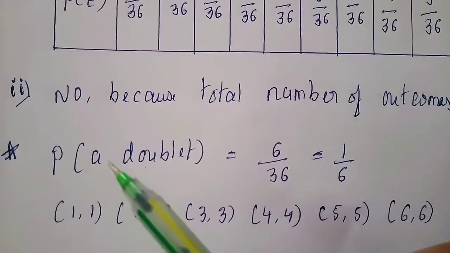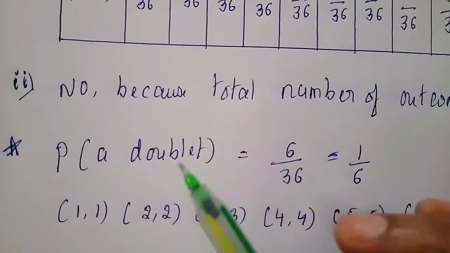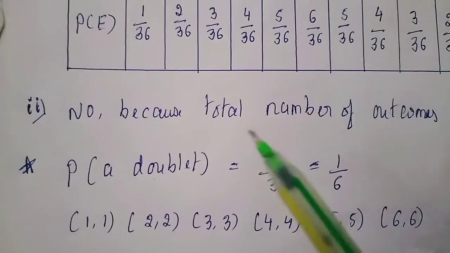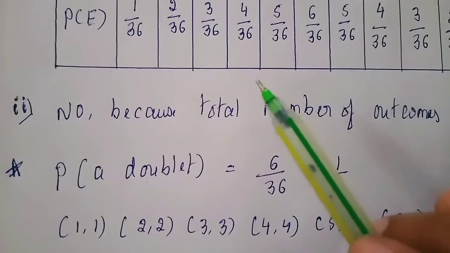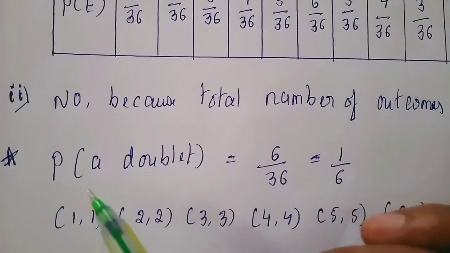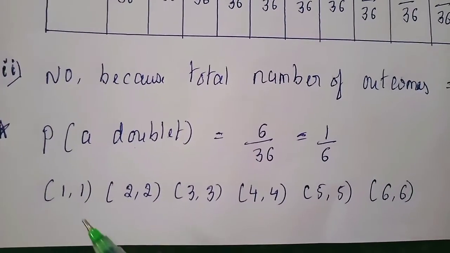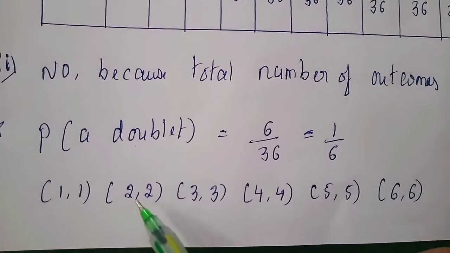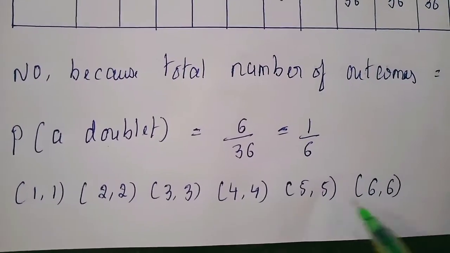Now I have added one extra question on this concept. When they ask the probability of a doublet, in the case when we throw 2 dice at a time or 1 die twice, they'll ask you to find the probability of a doublet. First let us understand the meaning of doublet. You can see the digit is repeating twice: 1, 1, 2, 2. The same number is repeating, that is 3, 3, 4, 4, 5, 5, 6, 6.